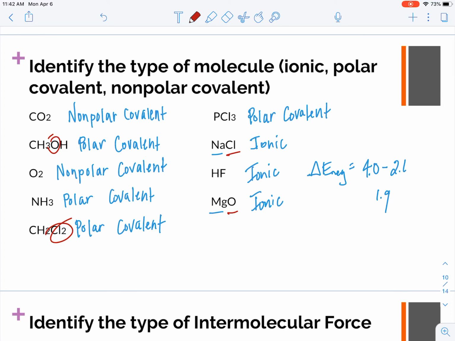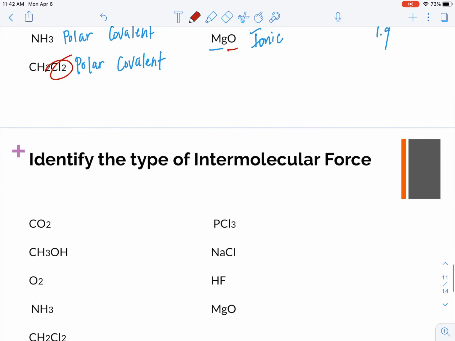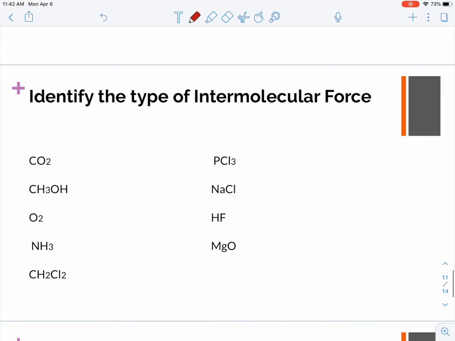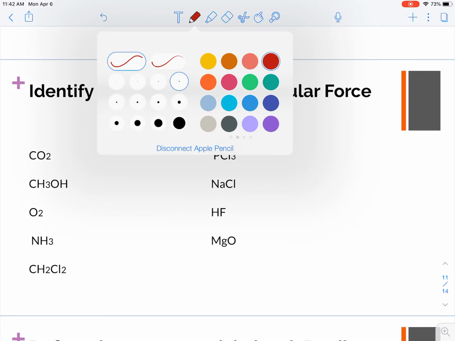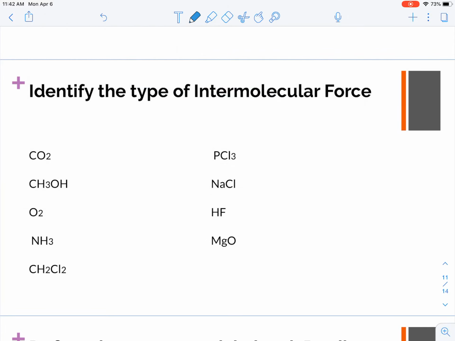So that's step one when you're identifying the types of molecules. Step two is looking at the intermolecular force, considering that. And so if it's a nonpolar covalent molecule, you're going to have those London dispersion forces, which are weaker. And because of the weaker force, physical properties like phase are affected. So carbon dioxide, as you know, is a gas at room temperature.